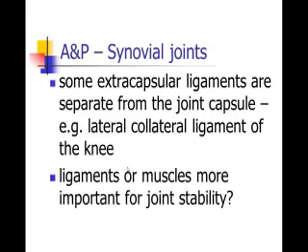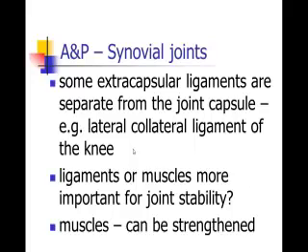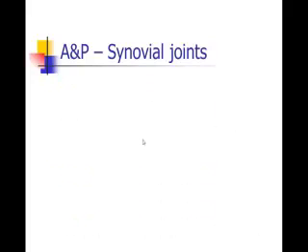So the question then we can ask is, are ligaments or muscles more important for joint stability? And the answer is muscles. Muscles can be strengthened. With ligaments, you kind of have what you have, and if you damage them, they're usually never quite as good as they used to be. But with muscles, you can actually do exercises that would strengthen those and then stabilize the joint even more.